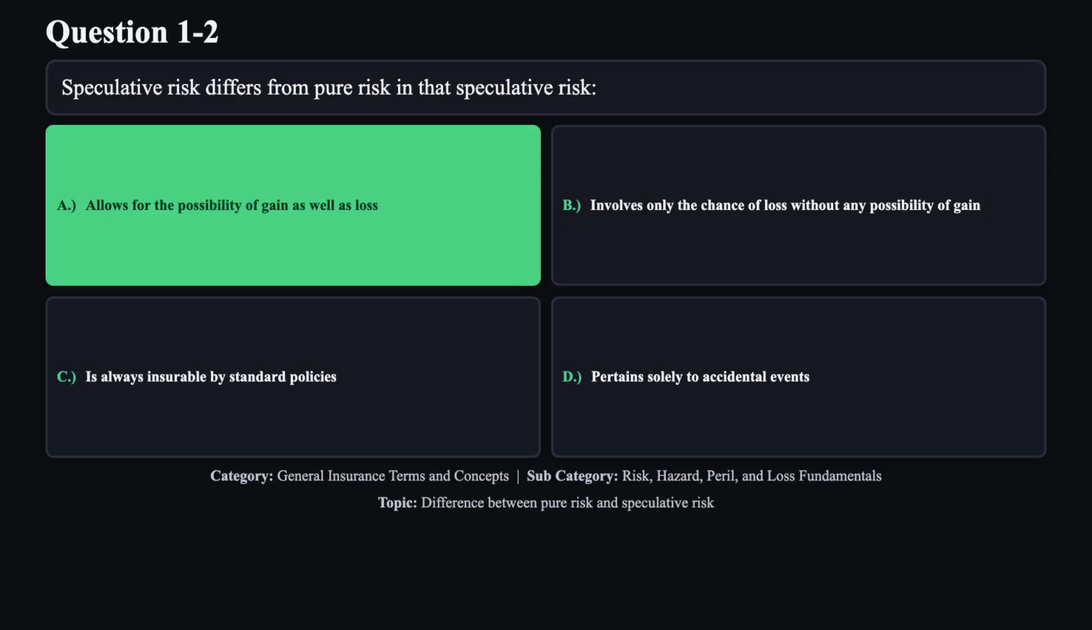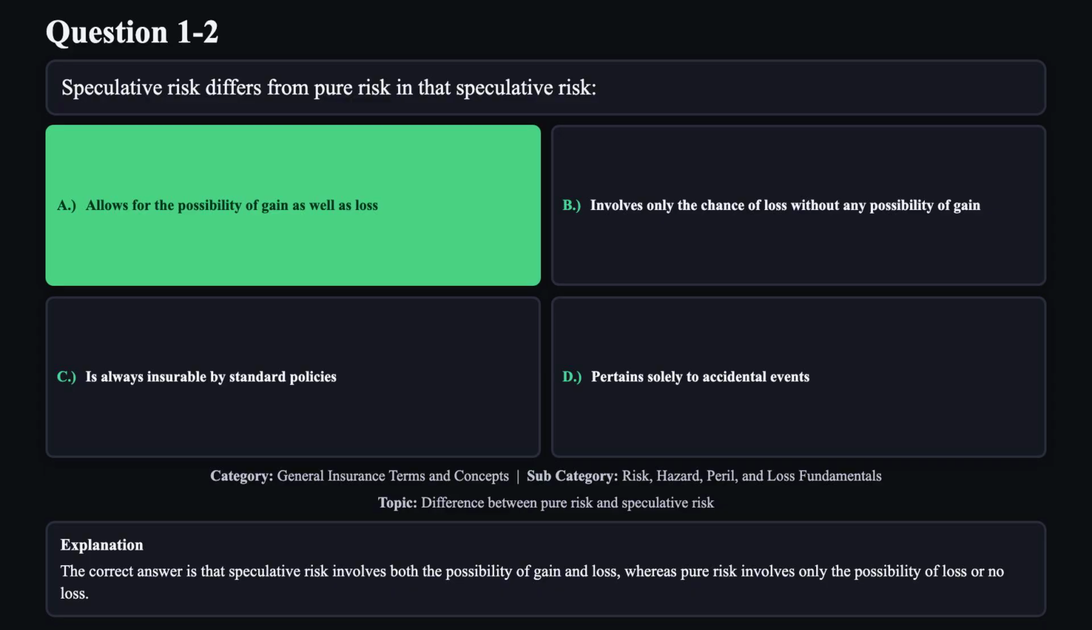The correct answer is A. The correct answer is that speculative risk involves both the possibility of gain and loss, whereas pure risk involves only the possibility of loss or no loss.